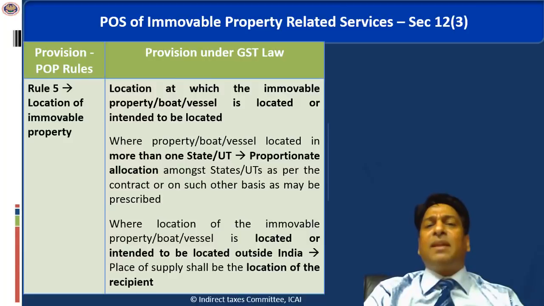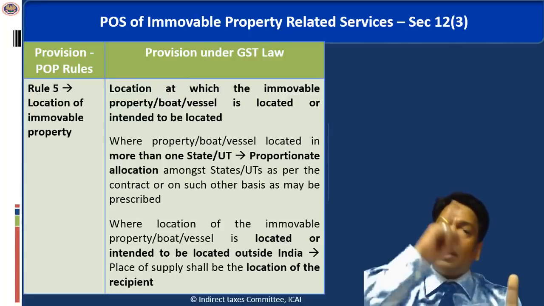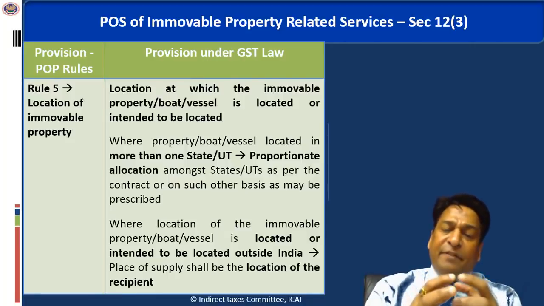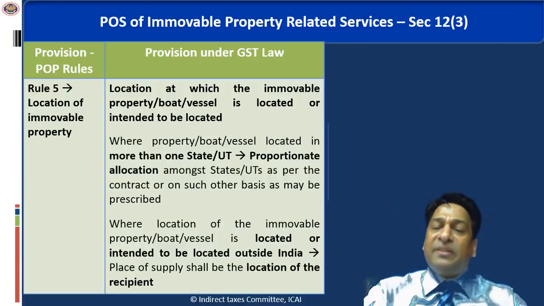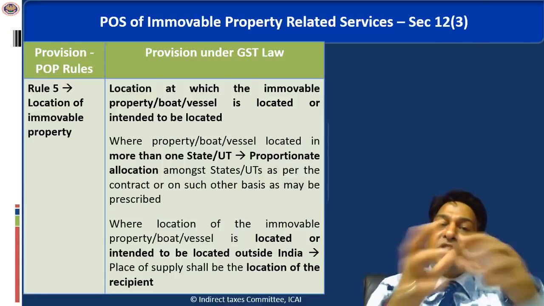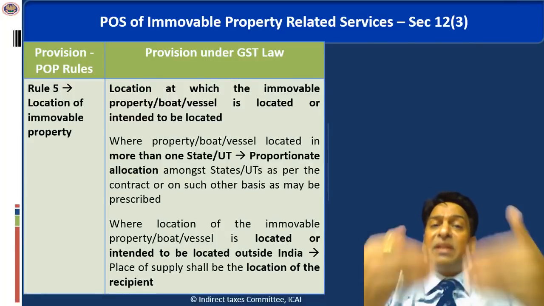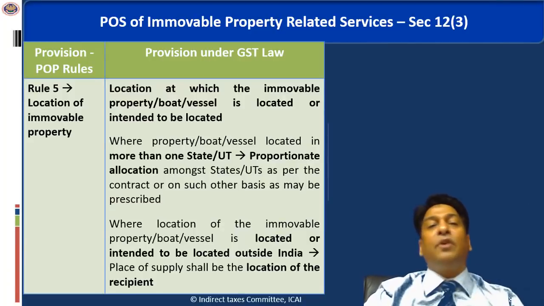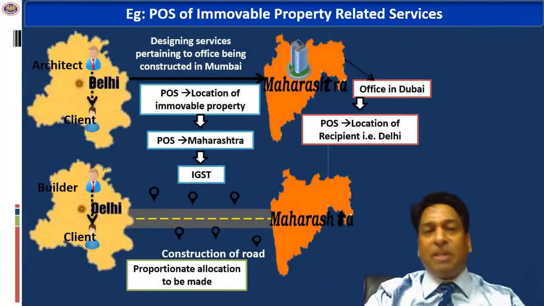So keeping all these parameters, quick recall: in case of immovable property, the place of supply would be the location of the immovable property. If these services are provided for a property located amongst more than one state or union territory, then there would be proper allocation amongst such states or union territories. Where the property is intended to be located outside India, then the place of supply would be the location of the recipient. Having said that, let's do this case study and analyze the provision.